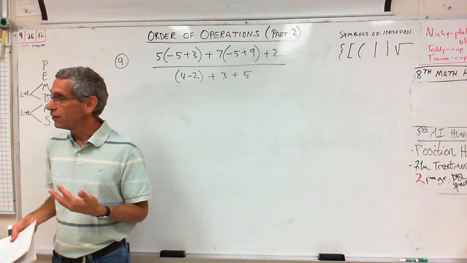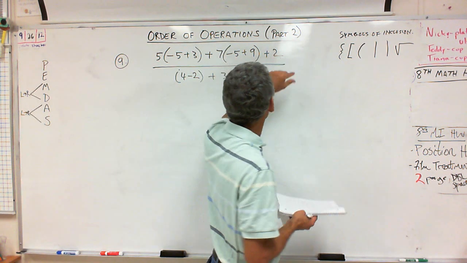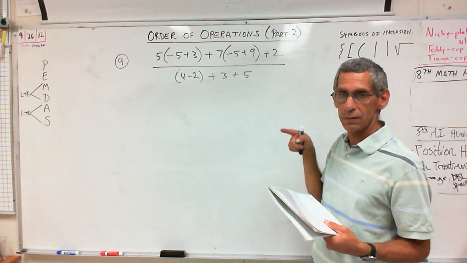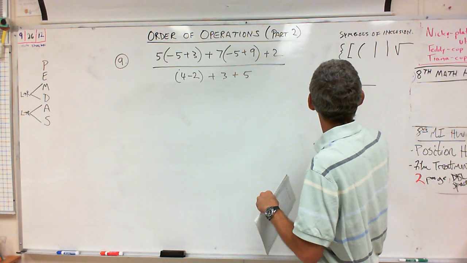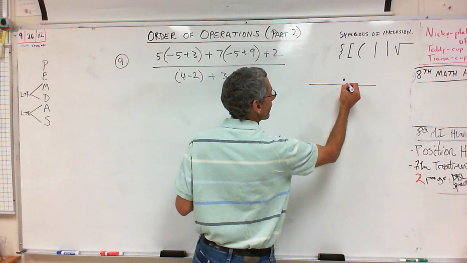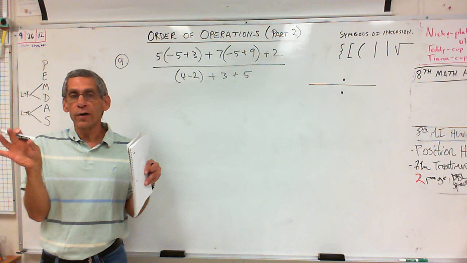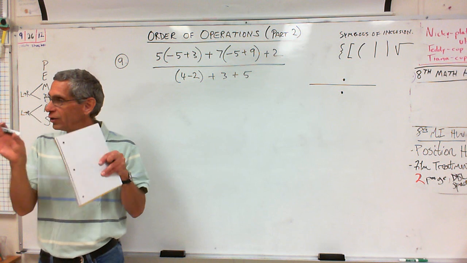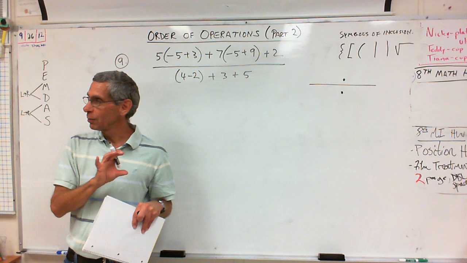Every fraction is a division problem. That means this line here is a division line. Whenever you see that line, it means this divided by this. You can think of this long line as a long division sign. The way you do this is you do the numerator first, and then you do the denominator. You keep them separate, and once you've simplified the numerator and the denominator, you work it as a fraction and see if you can simplify the fraction.